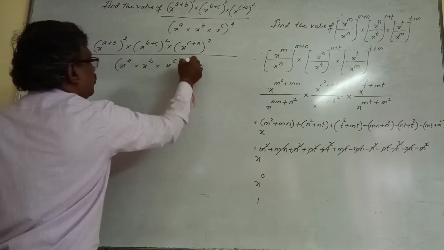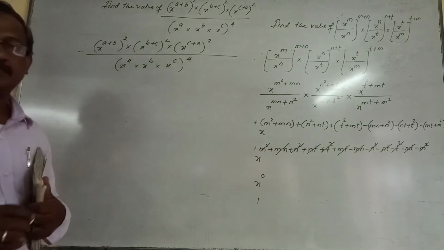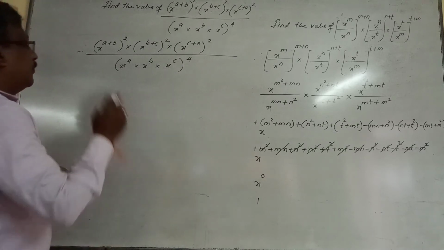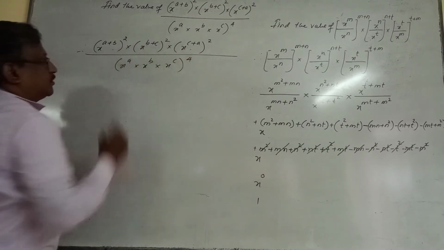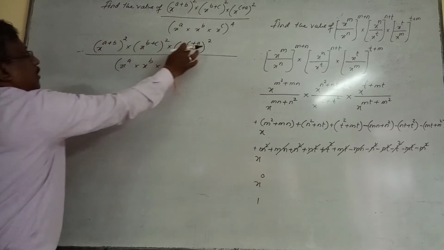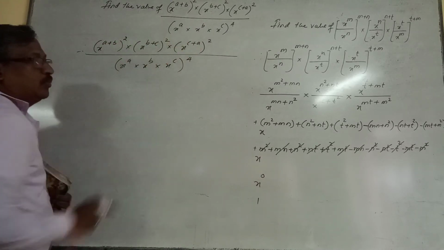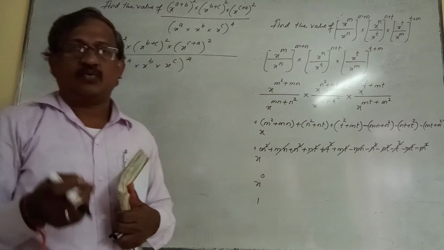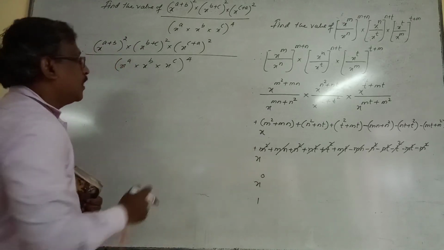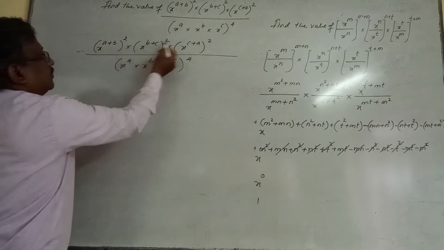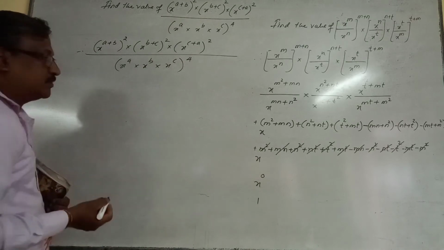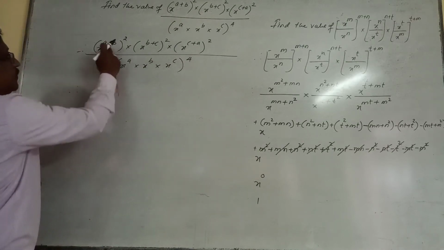This whole is raised to 4. Now first, you see these small brackets, right? It means here I can apply the third rule. If it is a raised to n, that whole raised to n, we have to multiply the indices. So here I can multiply these indices. First you multiply these indices one by one.